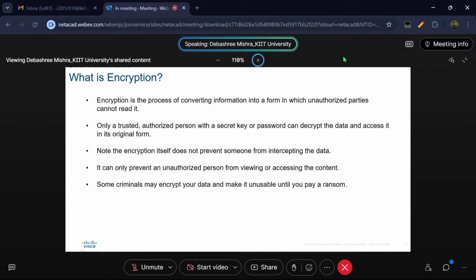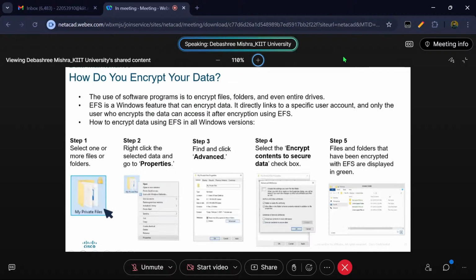Now let us go for this one. So this is how you will be doing your encryption, how you will encrypt your data. First, there are certain steps, 5 steps mentioned here. So in this, what will happen?